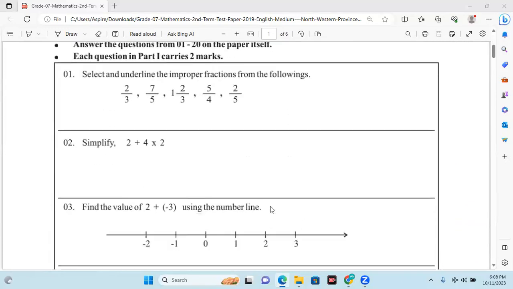The first question is based on fractions. Select and underline the improper fraction from the following. Tell me, what is the characteristic of an improper fraction? Improper fraction එක characteristic එක මොකක්ද කියලා කියන්න බලන්න. The numerator is larger than the denominator. Or in other words, the denominator is smaller than the numerator.